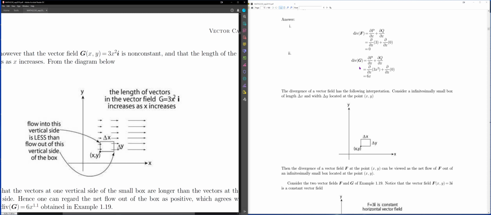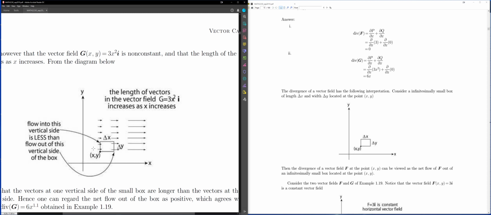And you see that the divergence is equal to 6x. So on this side of the y-axis where x is positive, when x is bigger than 0, I'm going to get something positive. For example, if x is equal to 1, I'll get 6. So at this point where x is equal to 1, the net flow out of a small box there is positive. Somehow you have more fluid flowing out than you have flowing in.